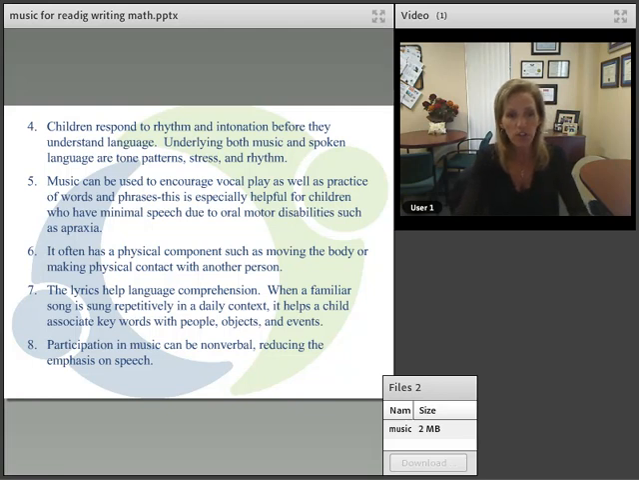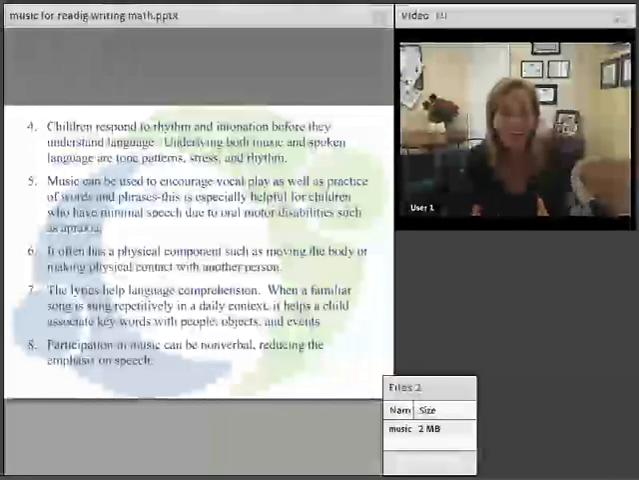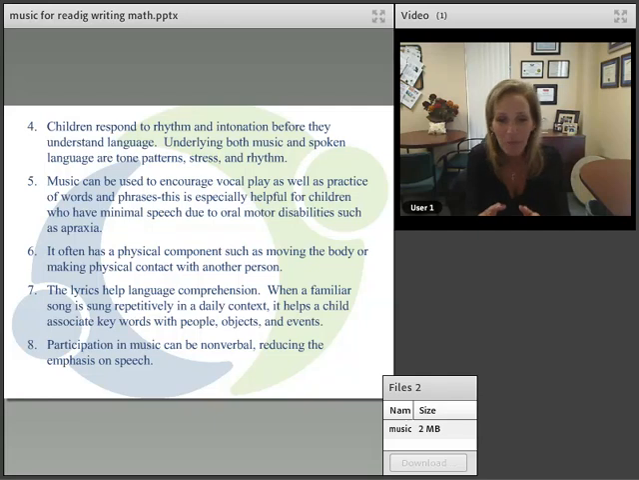So children also respond to rhythm and intonation. Intonation is the fluctuation of sound. It's in our voice as well as in the voice when we sing. And they respond to this even before they understand language. So if you think about an infant, when we're talking to the infant, they may not understand our words, but when we talk really excited, they respond, versus when we're talking low and monotone, they're not going to react the same. When we talk really high and talk to children in that high-pitched voice, they respond to it, right? So it is ingrained in them to respond to this type of rhythm and intonation.